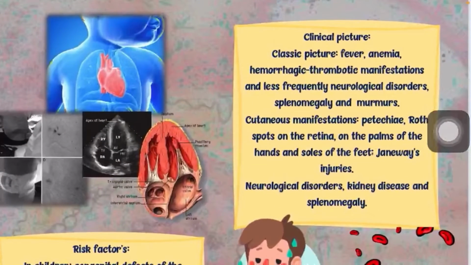We have a clinical picture. In the classic picture, we see fever, anemia, hemorrhagic thrombotic manifestations, and less frequently neurological disorders. We can see splenomegaly and murmurs. We have cutaneous manifestations like petechiae, red spots on the retina, and we can see Janeway lesions on the palms of the hands and soles of the feet. Also, we can see kidney disease.